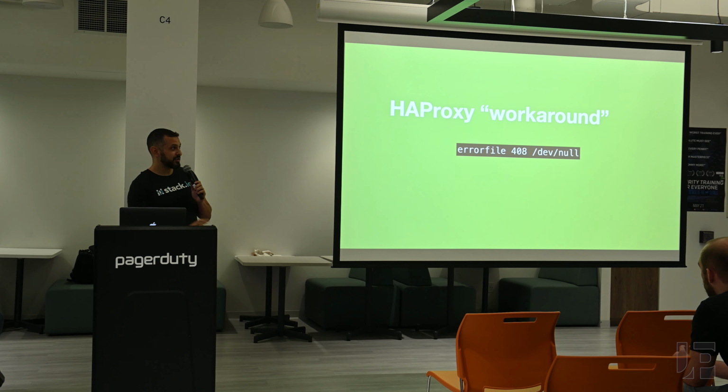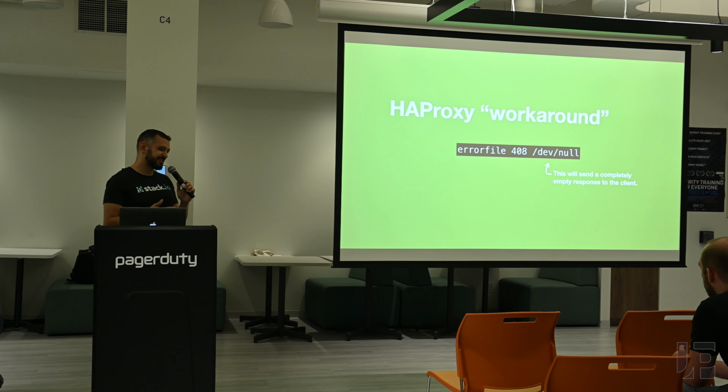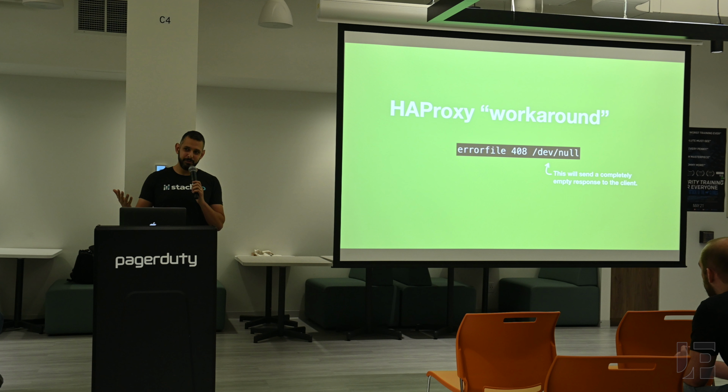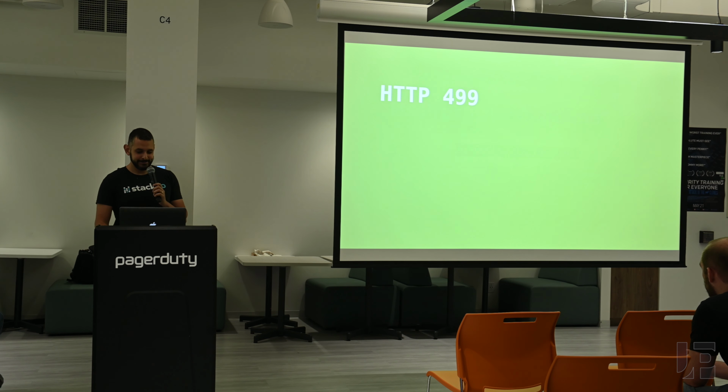And here's HAProxy's lovely workaround. You just basically hook your 408s to /dev/null, which will send a completely empty response to clients. This is a hacky workaround in my opinion because it basically does it for all 408s. So if there's a legitimate one, you're not going to really be able to find out what's going on, but it's better than nothing. You got 499s, which is a non-standard Nginx-specific error.